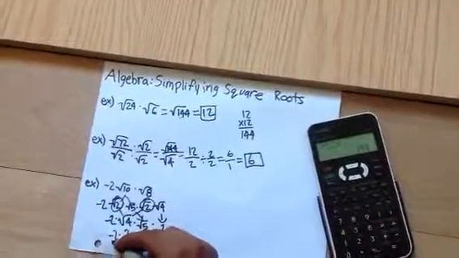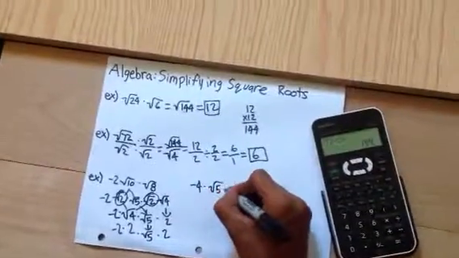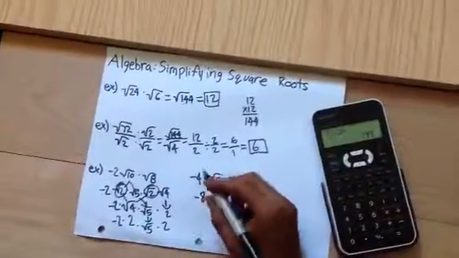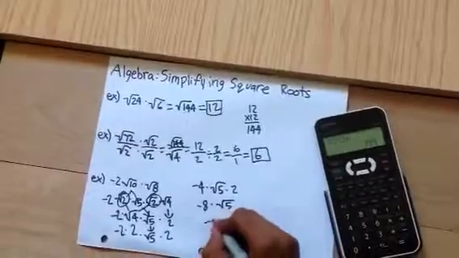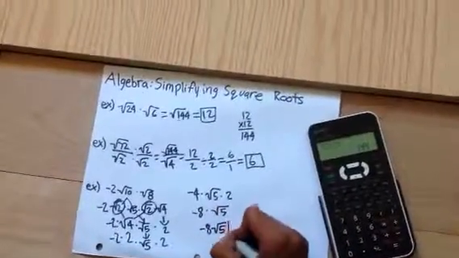So negative 2 times 2, negative 4 times square root 5 times 2. Negative 4 times 2, negative 8 times root 5. Or negative 8 root 5. Same thing, and that's your answer.